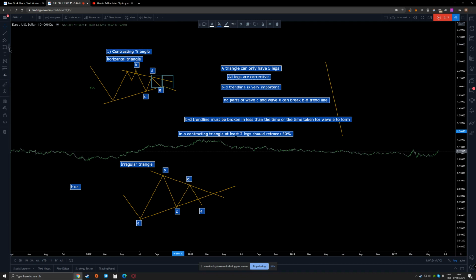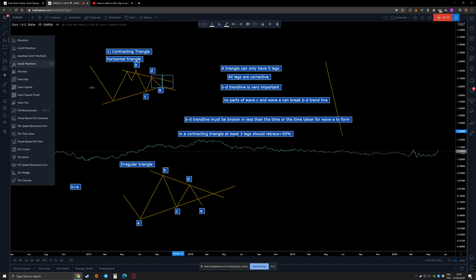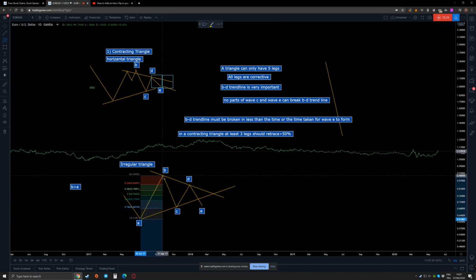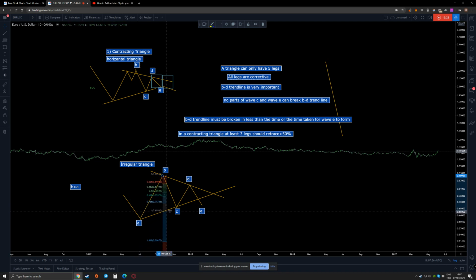Let me show it to you. What I mean is my fib tool. So for example, I take B to understand the C wave. As you can see, C wave did more. If I wanted to do it on this side, you can see that D wave did more, of course, if you reverse it. You understand what I mean? So this is an important tool.